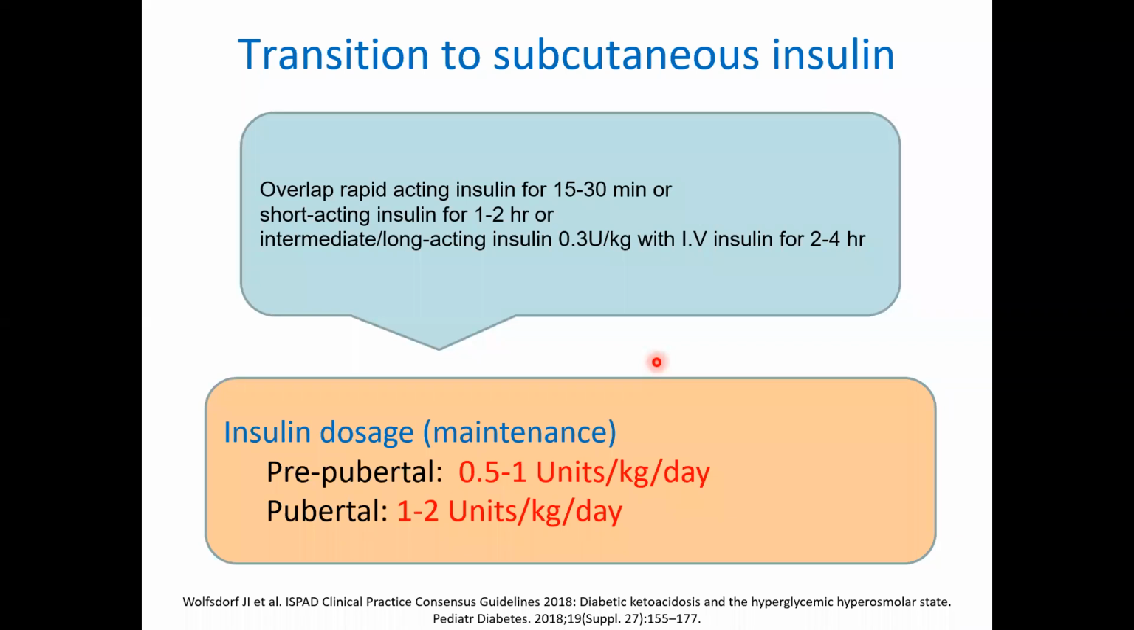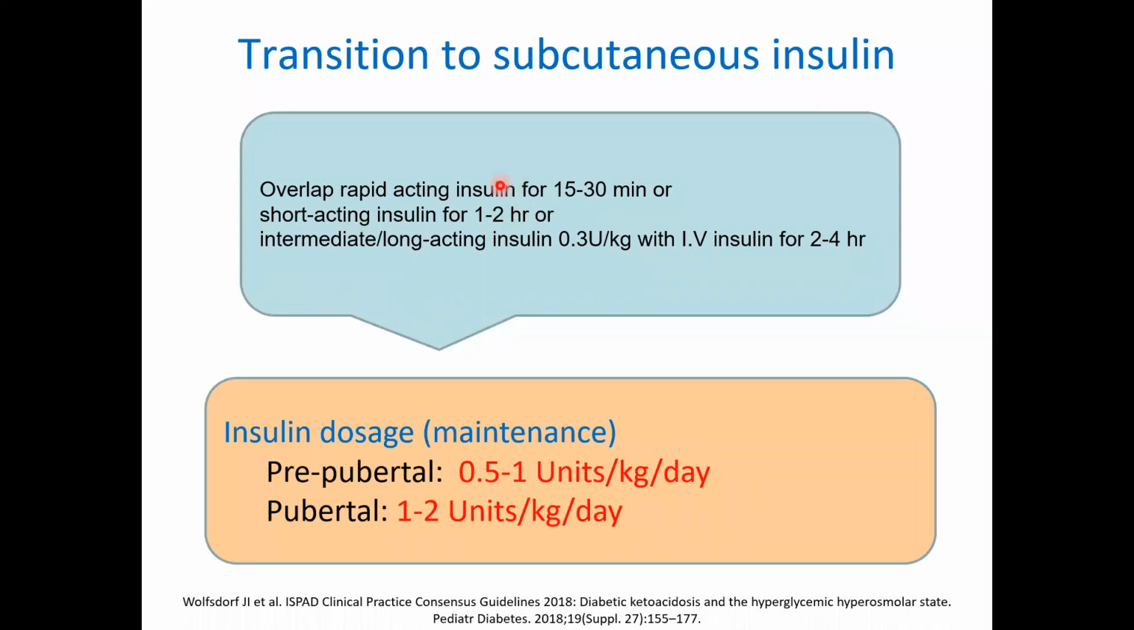So we've talked about when to transition to subcutaneous insulin, but how do we transition? That is usually a challenge for many of us. When you are transitioning to subcutaneous insulin, we do not just stop the insulin infusion and then move on to subcutaneous insulin, because the patient will get hyperglycemia. So normally we need to overlap. You can overlap with rapid acting insulin for 15 to 30 minutes, or with short-acting or regular insulin for 1 to 2 hours.